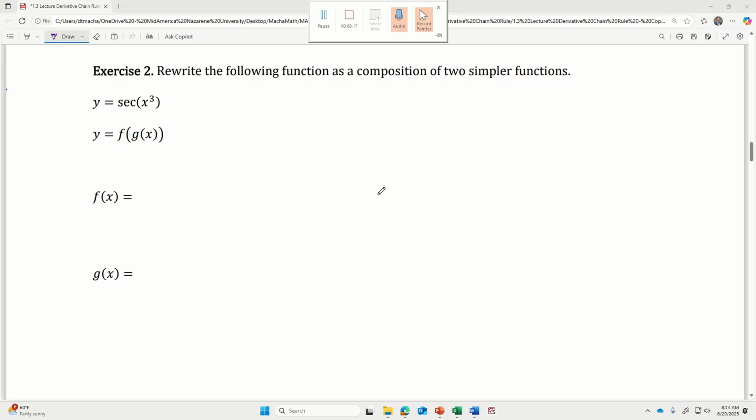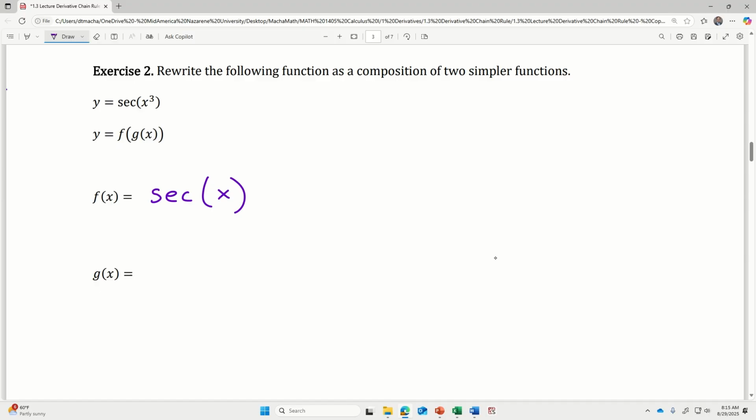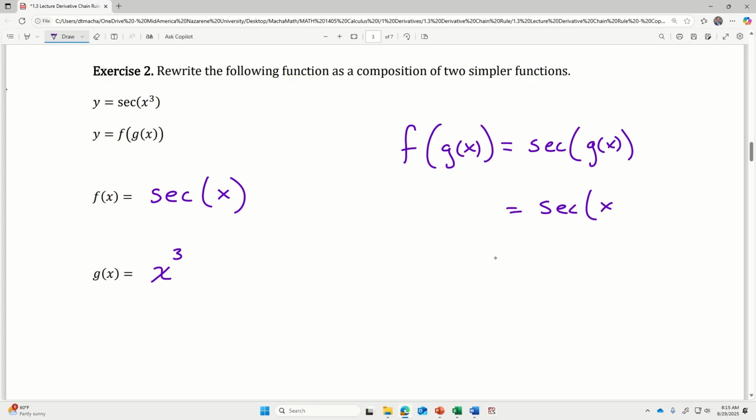So what's the outside function here? Secant x. Yeah. The outside function is just going to be plain old secant of x. And the inside function is x cubed. Okay? So that way, whenever I compose f of g of x, this is going to be secant of g of x. And that's going to be secant of x cubed. And that's exactly what I wanted to start with, right?